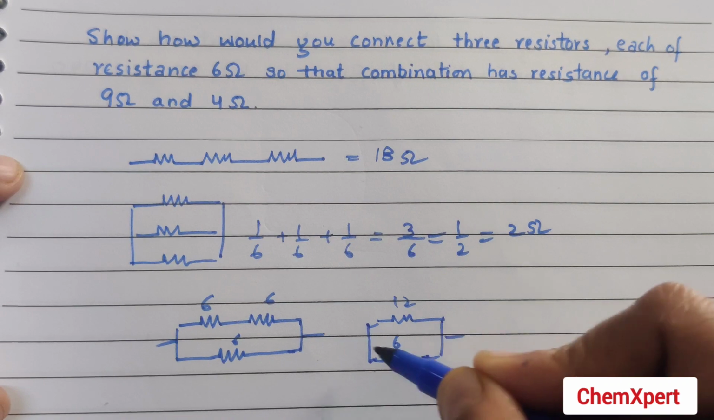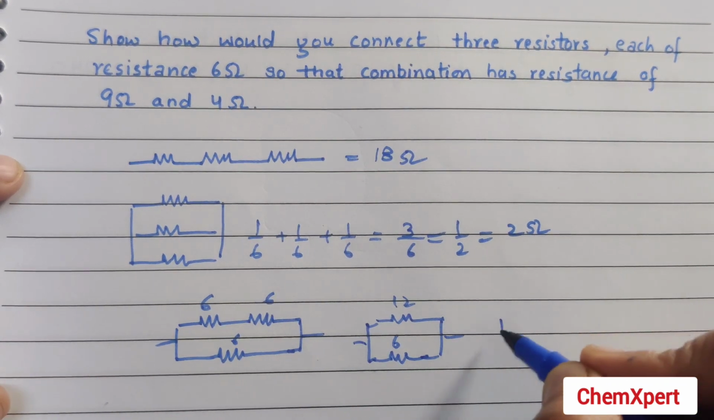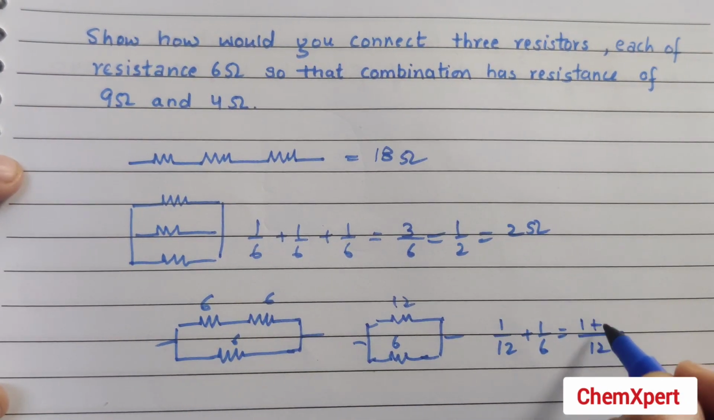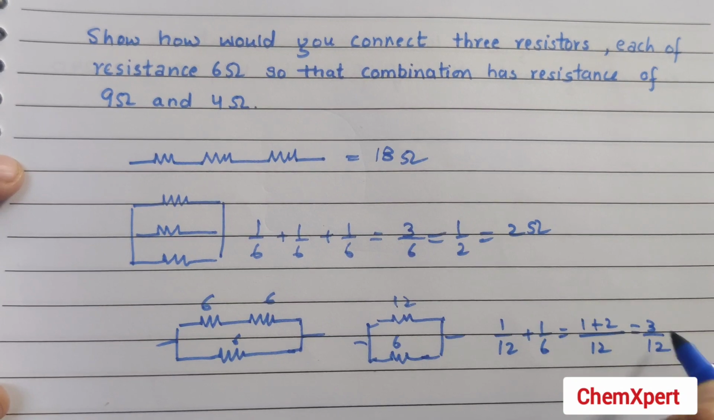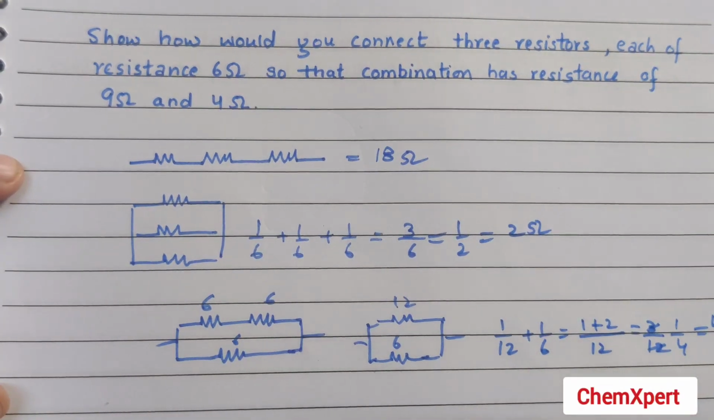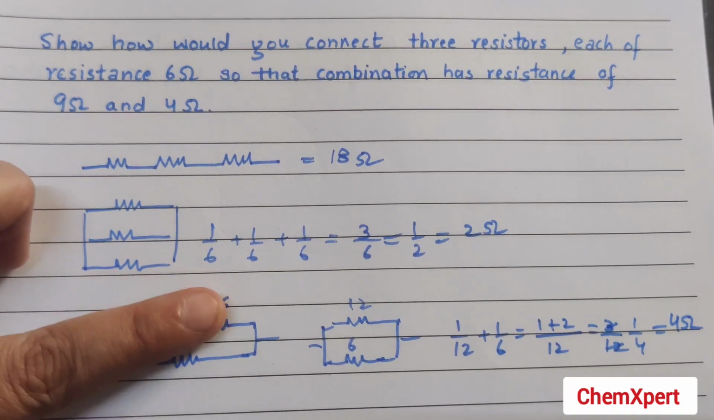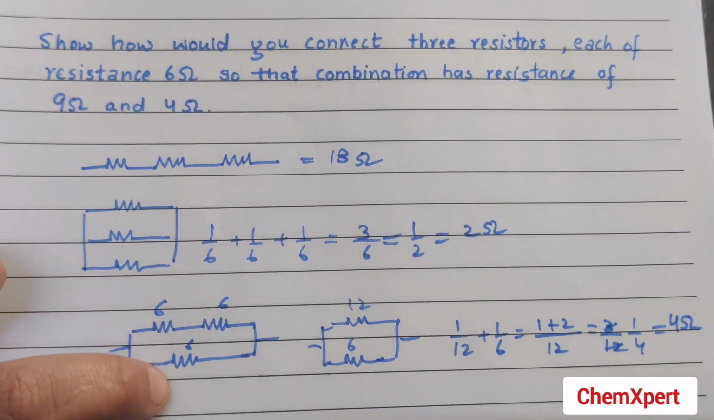Now we will find out the parallel case: 1 by 12 plus 1 by 6, LCM will be 12. So here it is 1, here it is 2, so 3 by 12, that is 1 by 4, or the answer will be 4 ohm. So we can easily get 4 ohm resistance when we combine two resistances in series and one in parallel here.